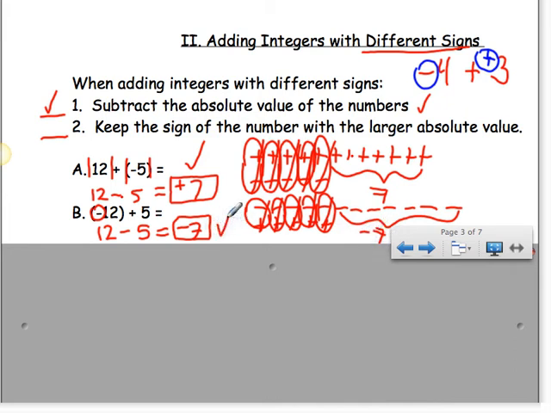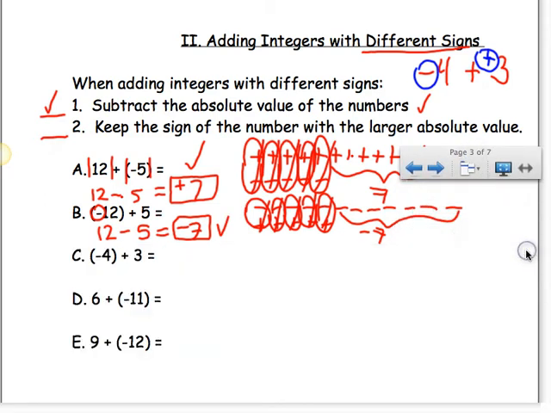Okay, I'd like you to stop the video here, try these 3 problems, and press play when you're ready to check your answer.